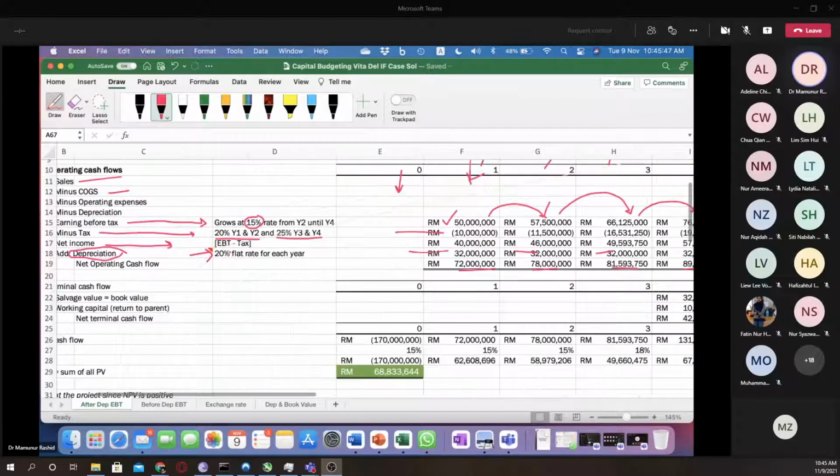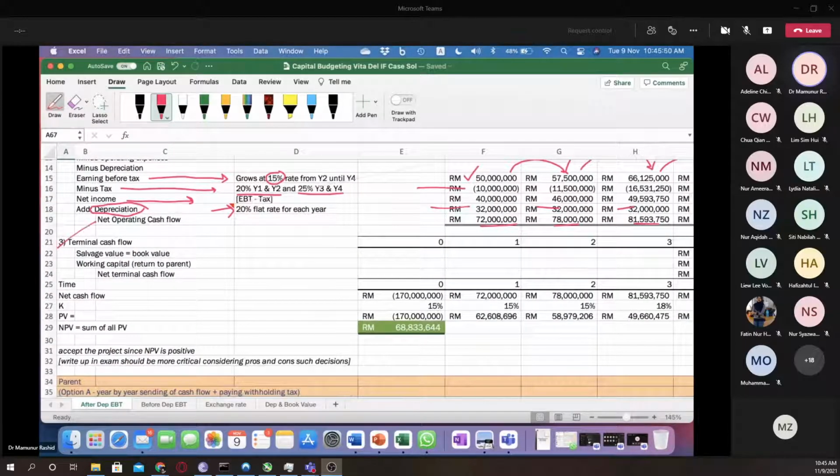Okay, now let us move to the last part, which is our terminal cash flow. In the terminal cash flow, we will have salvage value equal to the book value. So the Malaysian government will purchase the project after 4 years at book value, right? Now, what is the book value? Book value is the remaining value after depreciation. So if you are depreciating at a 20% flat rate for 4 years, 4 years multiplied by 20% is 80% depreciated, right? So the book value would be the remaining 20%. The remaining 20% is the book value of the machine.